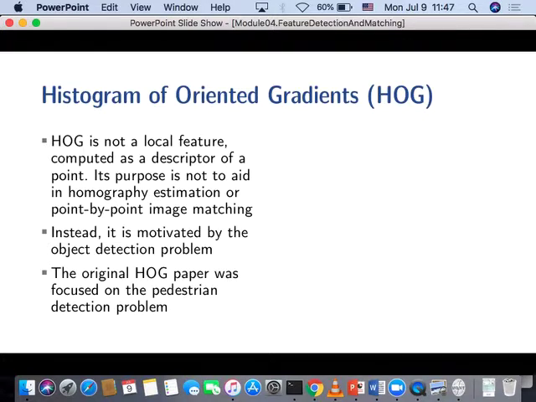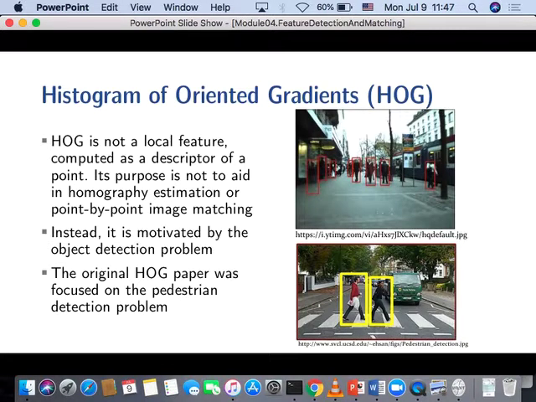Now, of course, now we do that by deep learning, and we'll look at how we do that. But this paper was the motivation. It was a pedestrian detection motivation. So these are the types of results.